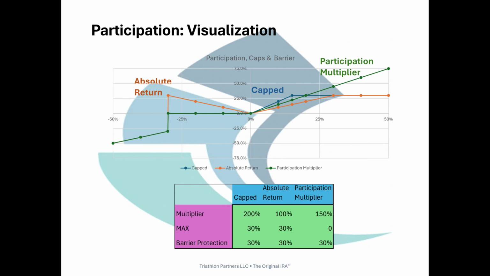And to also introduce the cap function, we have the blue line where in return for the cap, you also get a 200% multiplier. So that's why the capped line is higher when we're below that cap level of 30%. It's above the green and the blue, but then it also straightens out as it does with the absolute return note.